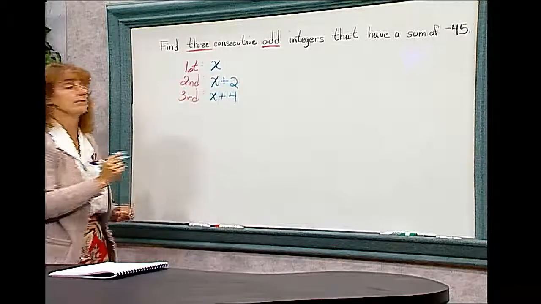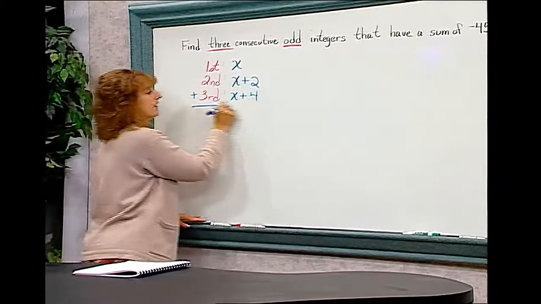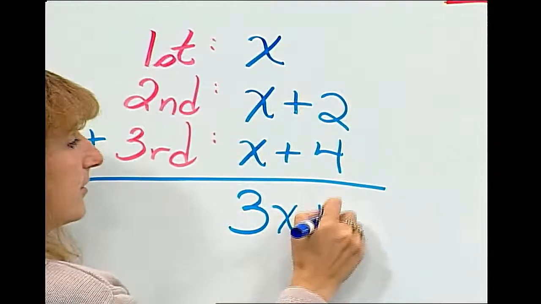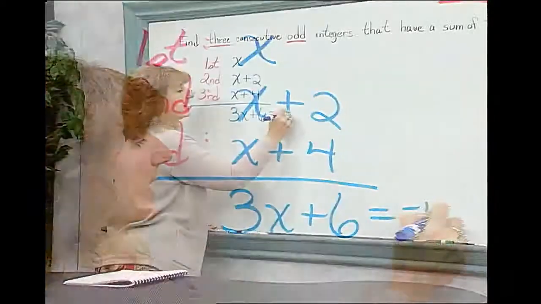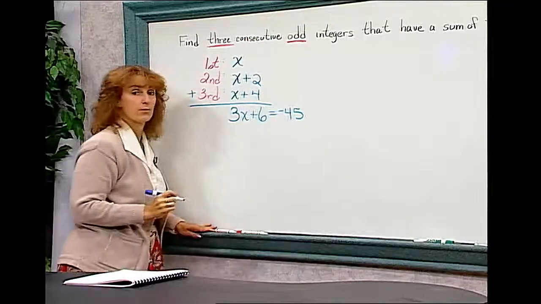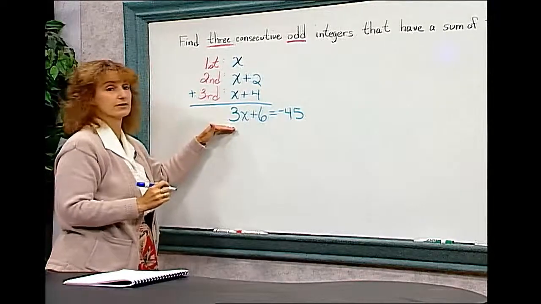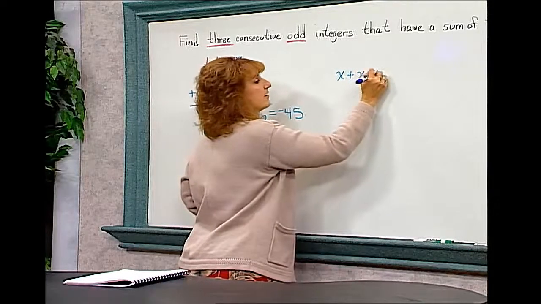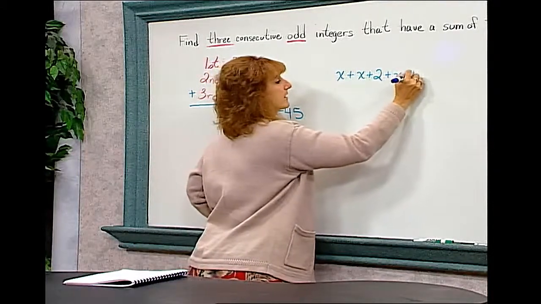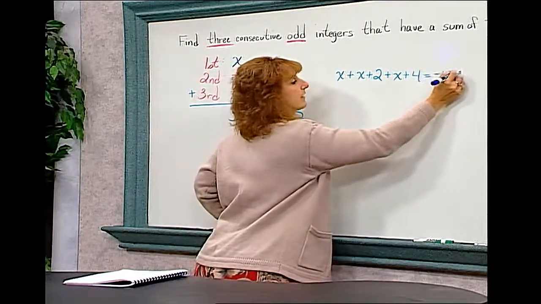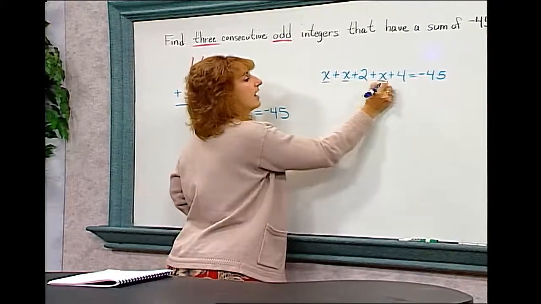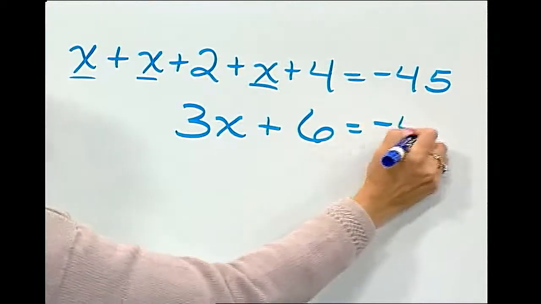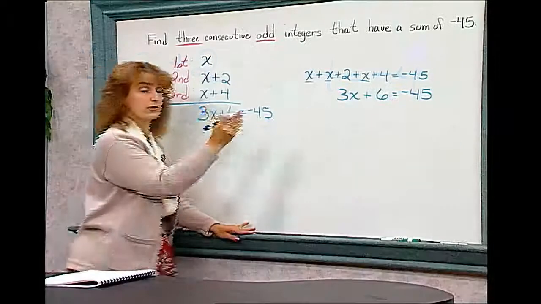Now, a sum means I have to add them up. 1, 2, 3x plus 6 equals negative 45. Once again, you can write this problem vertically, or you can write it horizontally. x plus x plus 2 plus x plus 4 equals negative 45. I have 3 x's plus the 6. I get the same equation either way I write it.